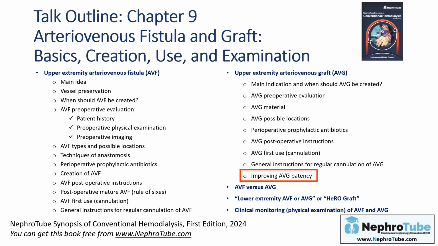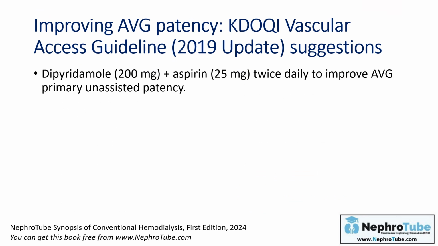Regarding improving patency of AV graft, the KDOQI Vascular Access Guidelines 2019 mentioned that a combination of dipyridamole and aspirin twice daily can help to improve AV graft primary patency, after careful consideration of potential individual patient benefits, risks, and circumstances. Regarding the use of oral fish oil to improve AV graft patency, actually there is no evidence that it improves the patency, but it only reduces the patient morbidity.